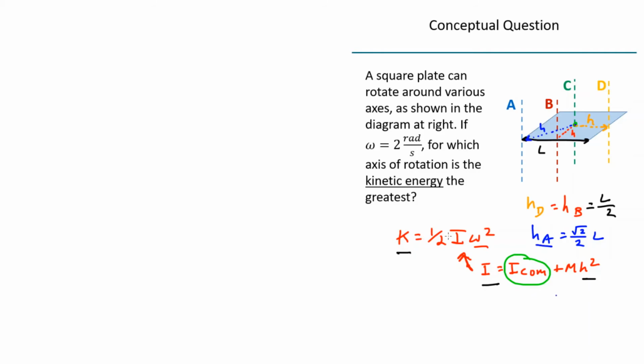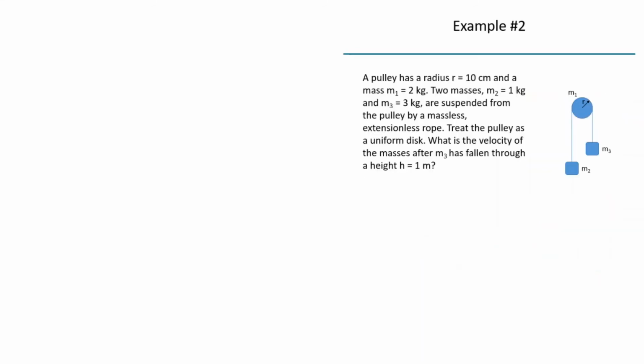So H_A is actually the biggest H, which means A, at the corner of this square, is the farthest from the center of mass, which means H is the biggest, which means I is the biggest for axis A, which means K is the biggest for axis A. So the right answer here is A, it gives us the biggest kinetic energy. So if I rotate this plate around different axes, the kinetic energy can change depending on how far these axes are from the center of mass of the plate.